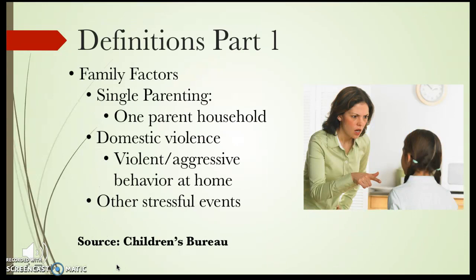We will begin by defining some concepts. There are three family factors to consider. A family factor can include a social, environmental, or family circumstance that can potentially affect the child. The first factor is single parenting. This occurs when a child has only one caretaker. The next factor is domestic violence, which is aggressive behavior seen at home. The third and last family factor can include any stressful event that children may be exposed to at home.